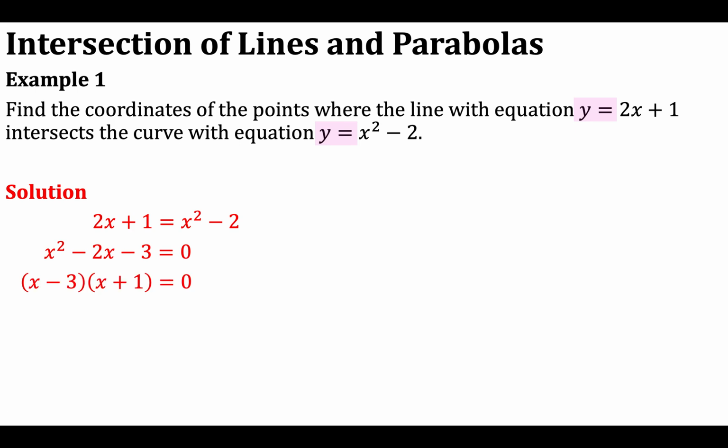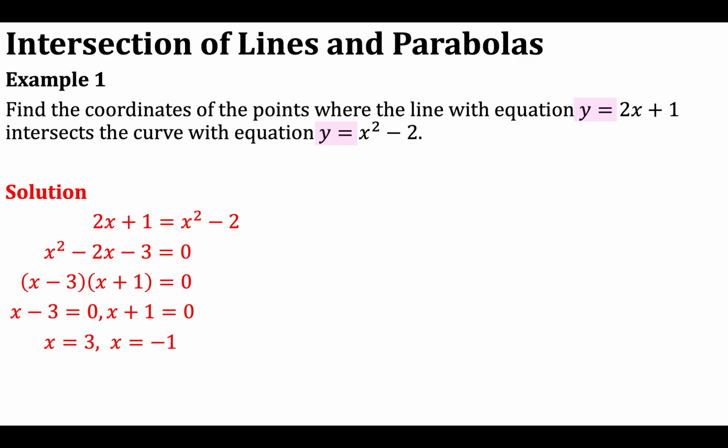So factorising gives us (x minus 3)(x plus 1) equals 0. And using the null factor theorem, we know that x minus 3 is equal to 0, or x plus 1 is equal to 0. Solving gives us x equal to 3 and x equal to negative 1.